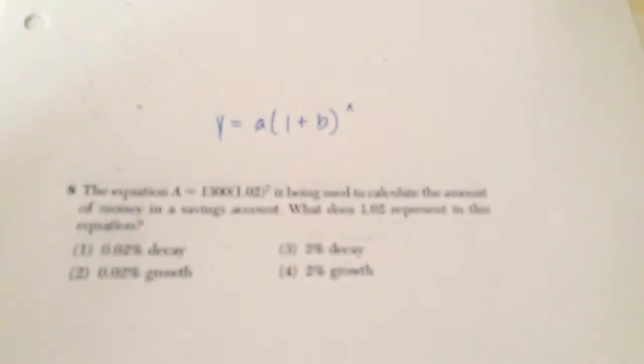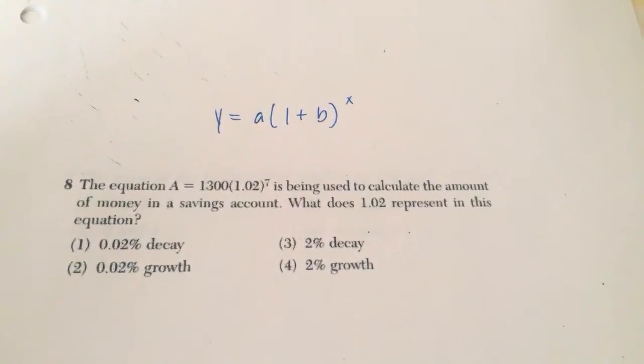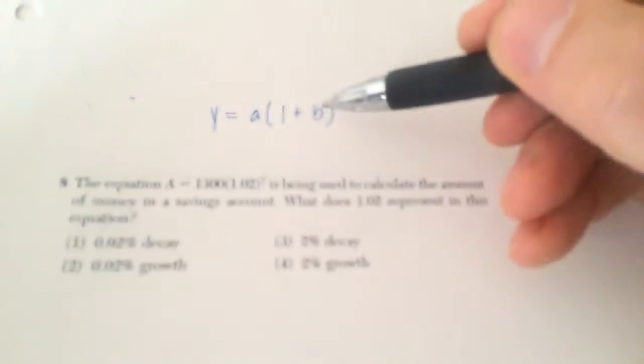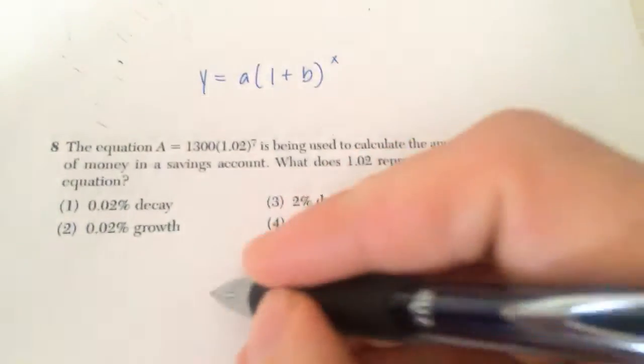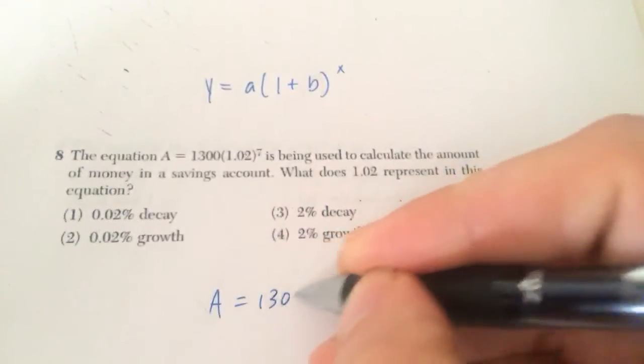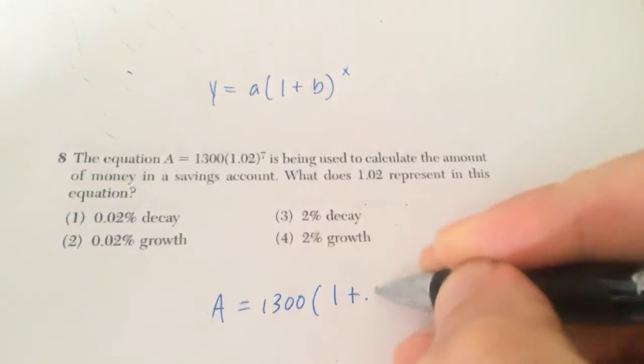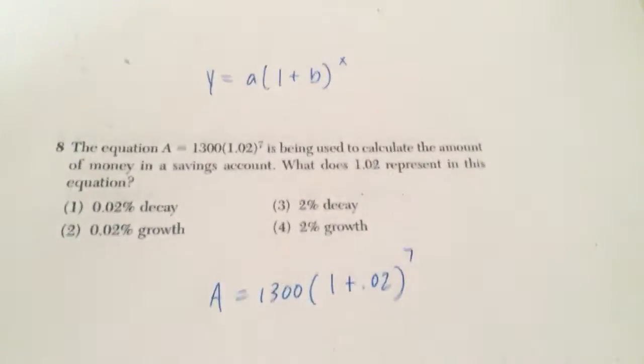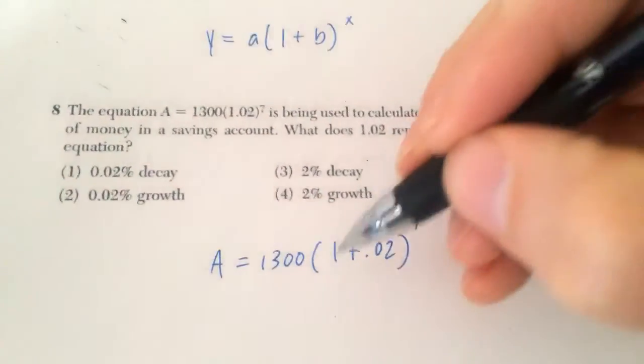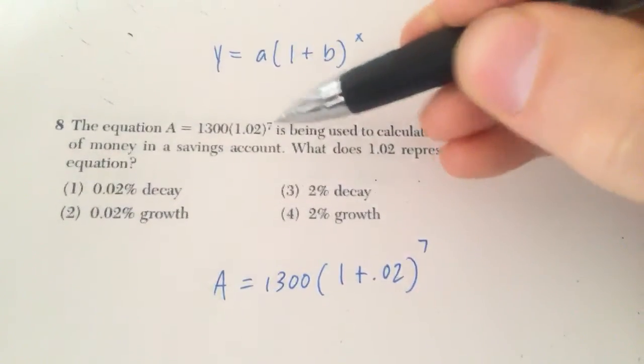When talking about exponential growth and decay, we have the formula y equals a times 1 plus b to the x. If I were to rewrite this as 1 plus 0.02 to the 7, 1 plus 0.02 is 1.02.